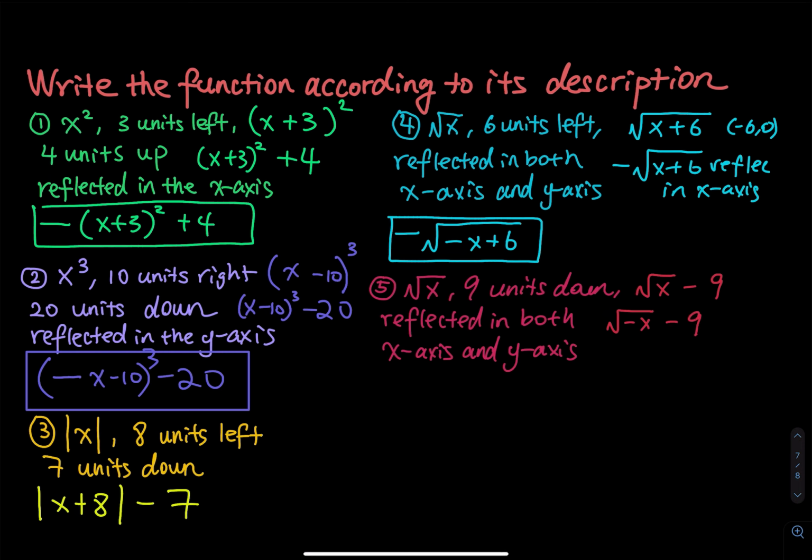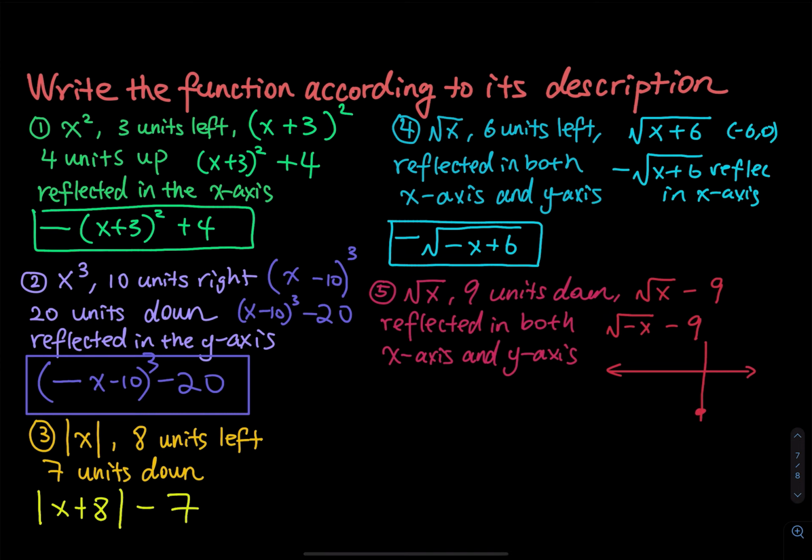So what does the graph look like? Check the graph. The graph looks like this. So at this point, the graph looks like this. Negative 9 should be way down, right? And then the graph looks like this. All right, so this is a reflection in y.